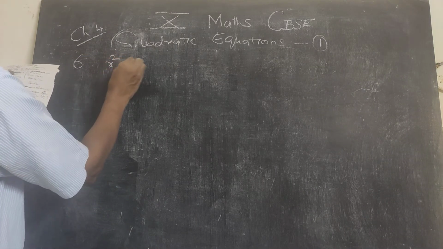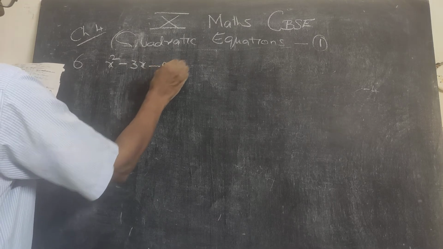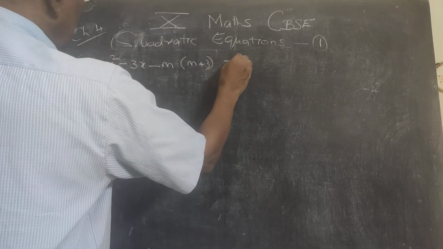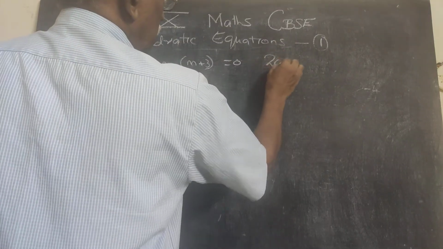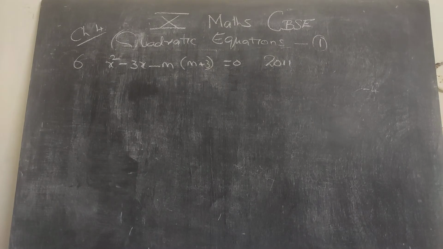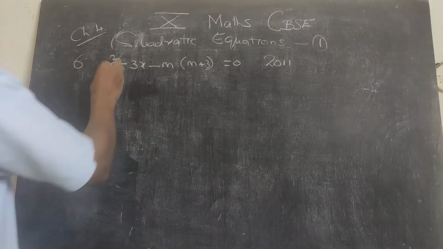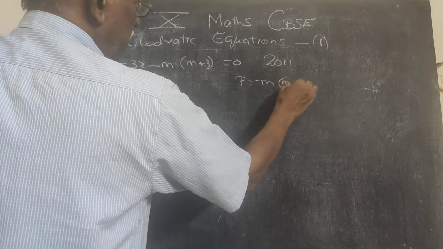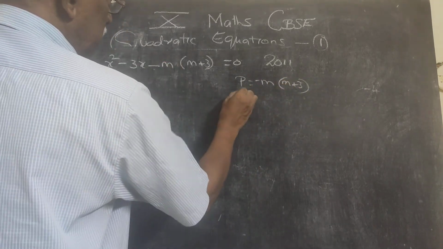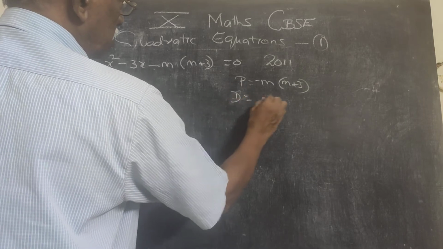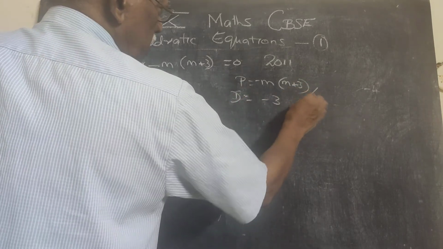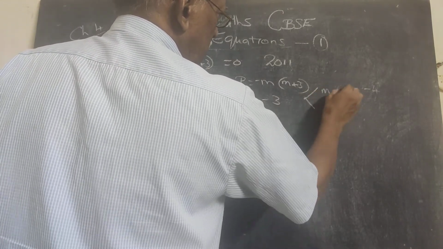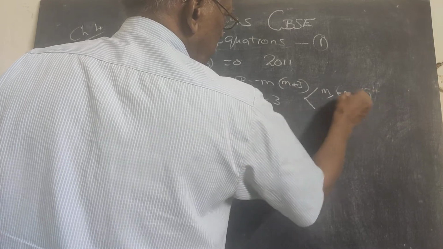x square minus 3x minus m into m plus 3 equal to 0, asked in 2011. Good question. So normally what we are doing there: product m plus 3. Since it is minus, the difference must be equal to minus 3. You assume the numbers as one is m, another is minus m minus 3.